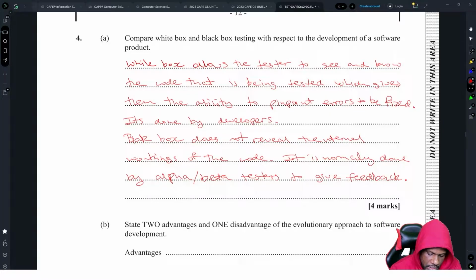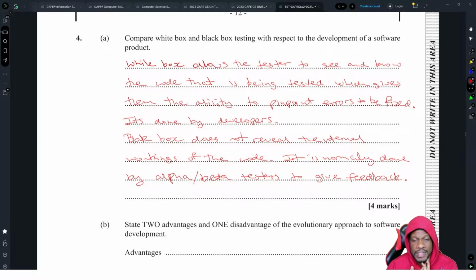Anyhow, the answer here was the comparison between white box testing and black box testing. White box allows the tester to see and know the code that is being tested, which gives them the ability to pinpoint errors to be fixed, usually done by developers. The reason I have to put in usually done by developers is because they put this for 4 marks. I can't say why this is 4 marks.